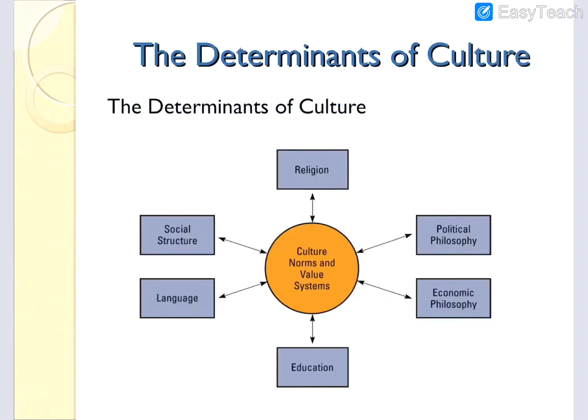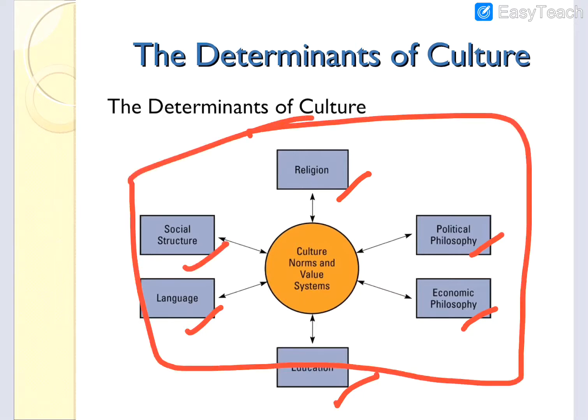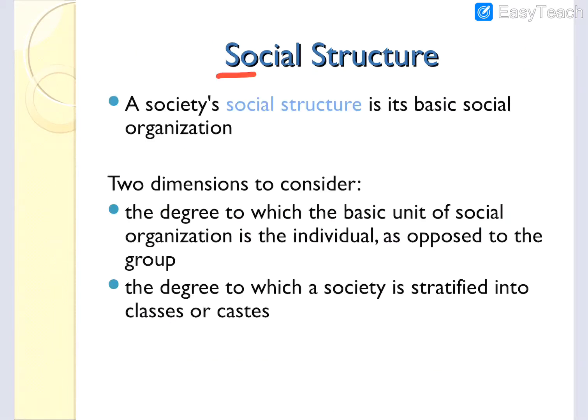Okay, what are the factors that normally determine the culture? These are the factors that normally determine the culture. We have religion, political philosophy, economic philosophy, education, language, and also social culture. These are the determinants of culture. When we talk about culture, these are normally the factors. Okay, next we proceed to the social culture.